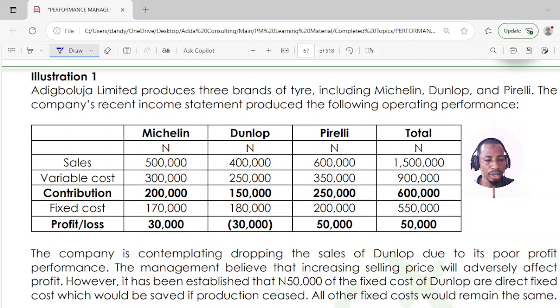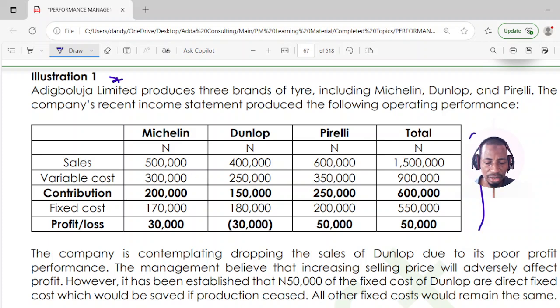Okay. Adigbolija Limited produces 3 brands of tire, including Michelin, Dunlop, and Pirelli. The company's recent income statement produced the following operating performance. Okay, all figures are assumed to be correct and as given.